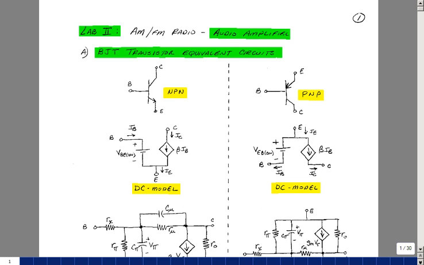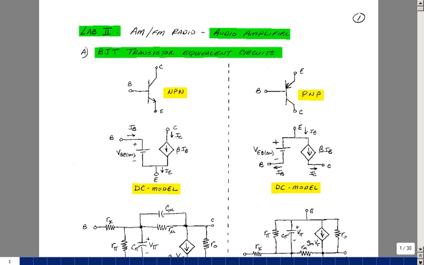Lab number 2 is part of a sequence of experiments where we're going to make an AM/FM radio. We'll break it into 3 separate experiments of different lengths. This first lab, dealing with the radio, we're going to make the output stage, which is a power amplifier.